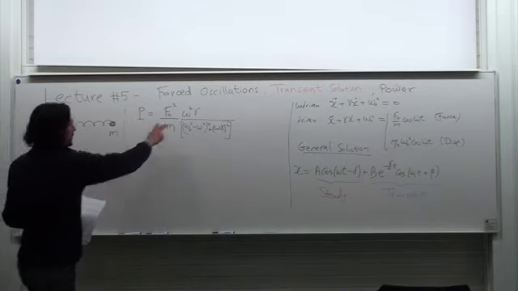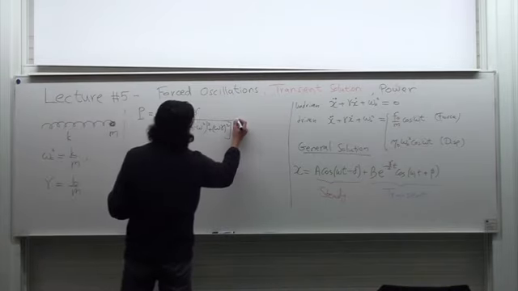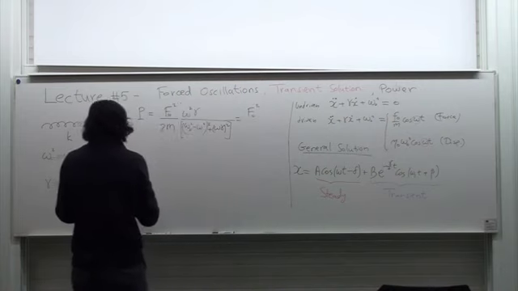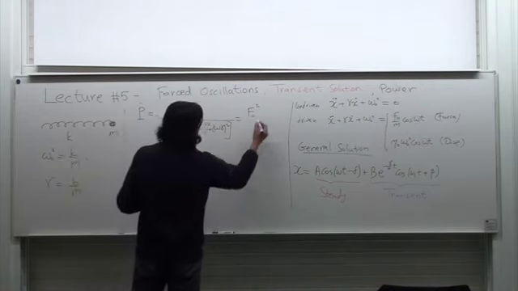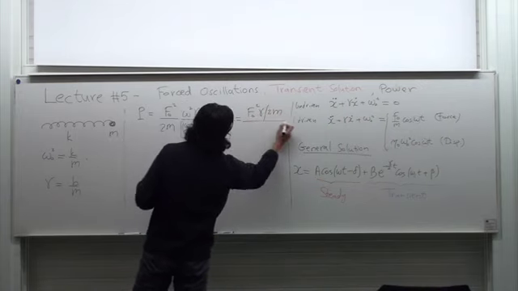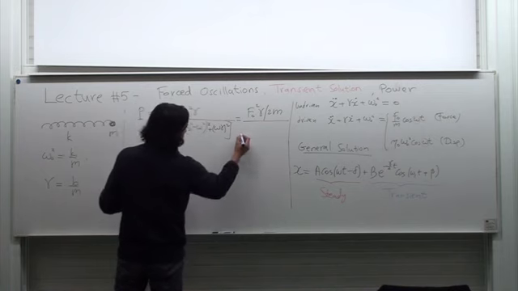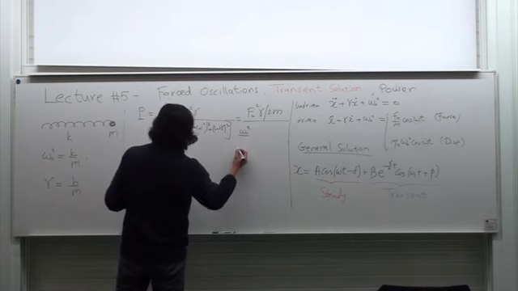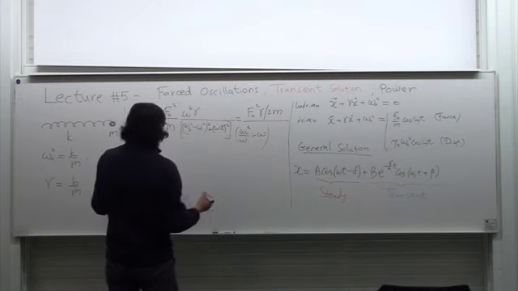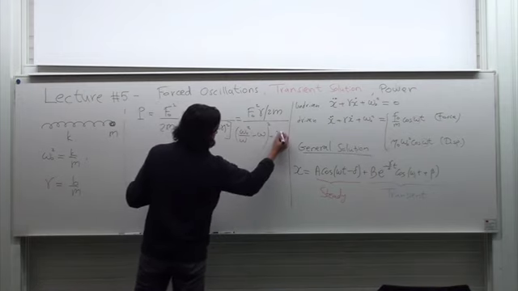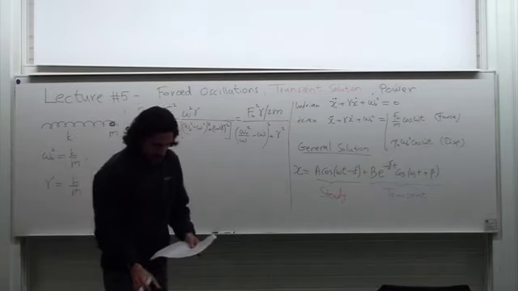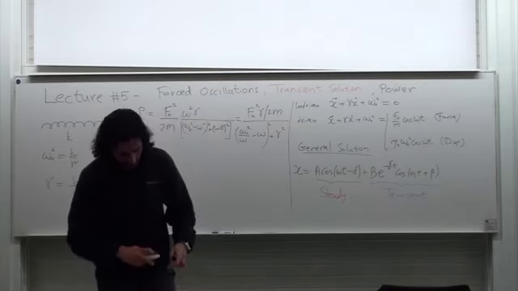If you divide everything by omega squared, we end up with F0 squared gamma divided by 2m. And here we have omega 0 squared over omega minus omega, squared, plus gamma squared. Just another way of writing it.